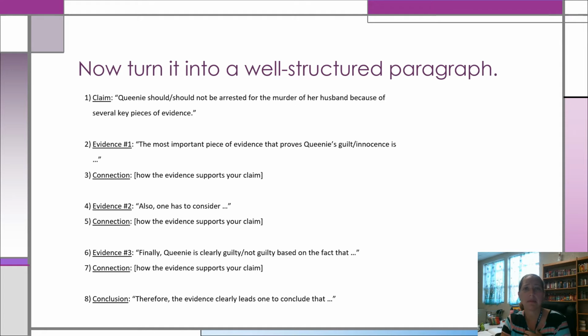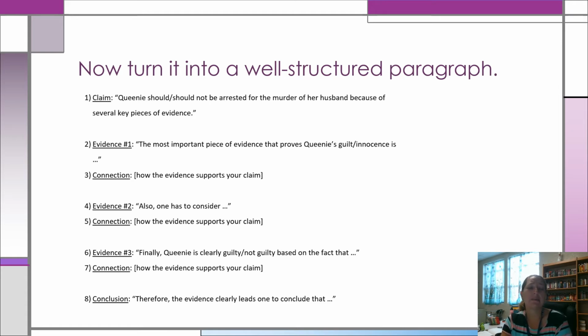Sometimes it's going to be called a claim, depending on the type of writing we're doing. Queenie should or should not be arrested for the murder of her husband because of several key pieces of evidence. Okay, so you would decide here whether she should or should not be arrested. The second sentence you're going to write in your paragraph is going to be that first piece of evidence that you have. The most important piece of evidence that proves Queenie's guilt or her innocence is when the picture shows blank. You're going to fill in that blank with your piece of evidence, okay, that you pulled from that chart or that you put in that table, okay?